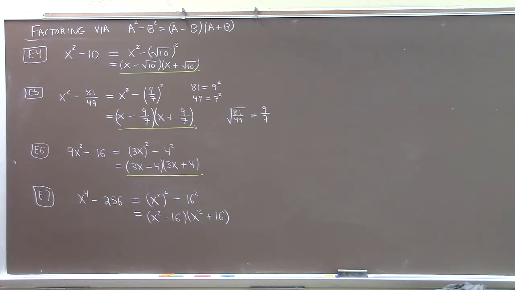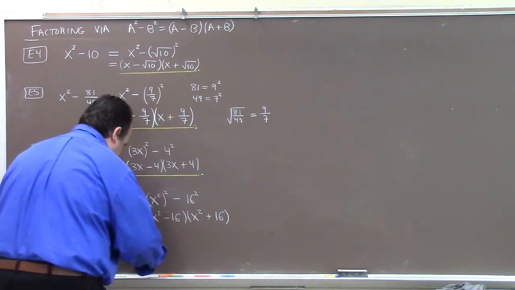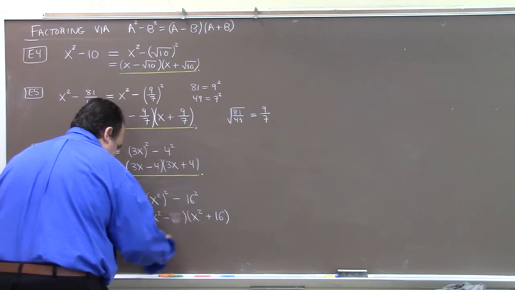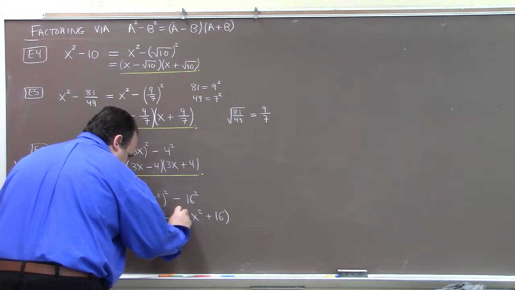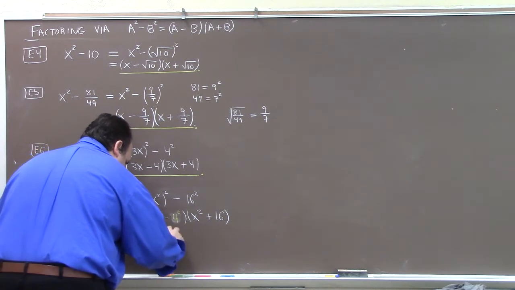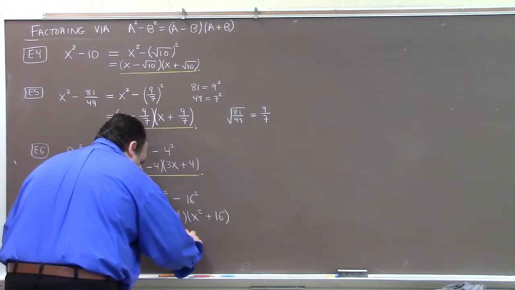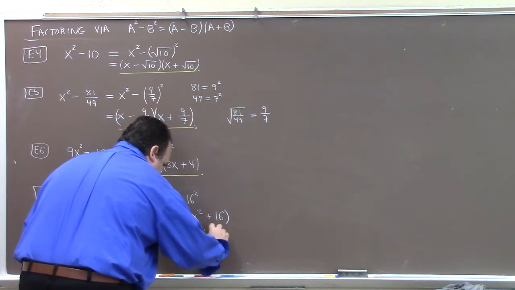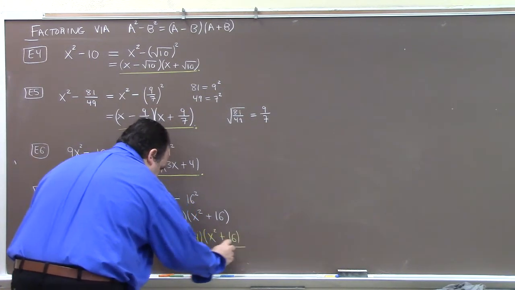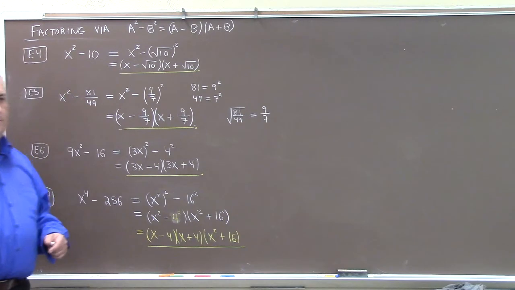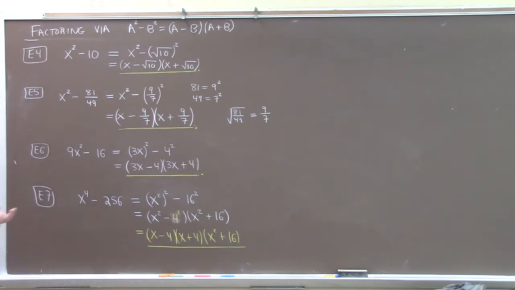But x squared minus 16, what's that? That's x squared minus 4 squared, right? So that is x minus 4, x plus 4, x squared plus 16, and there you have it. That's how that one goes. So this example is kind of neat. We get to use the difference of squares formula not once but twice to factor. So there's that one.